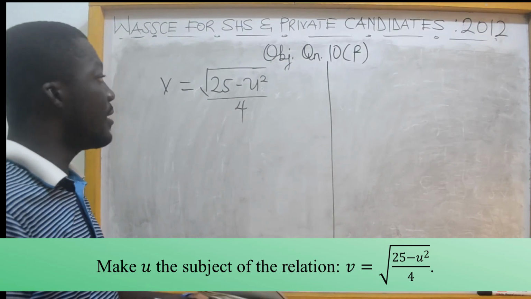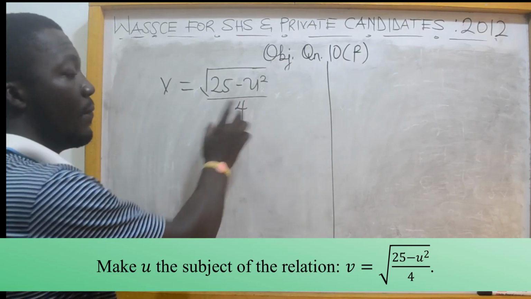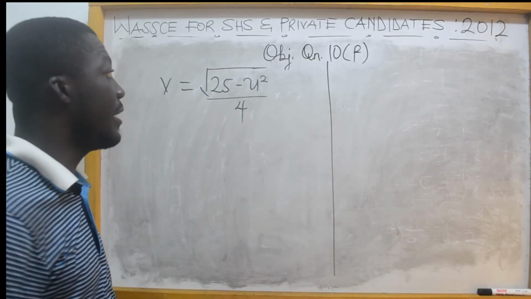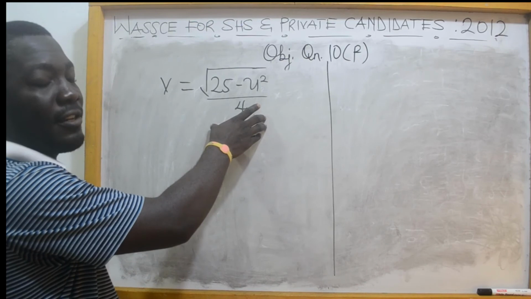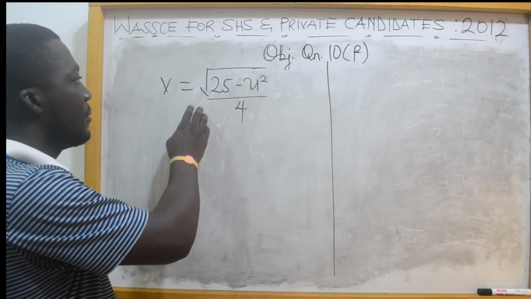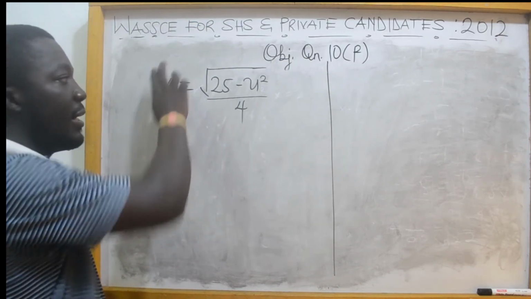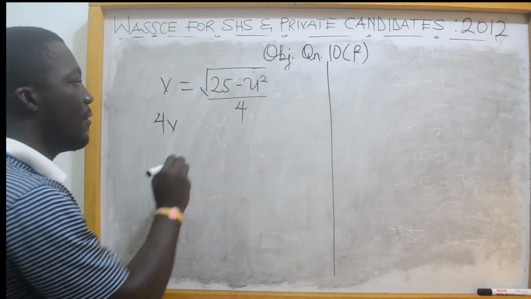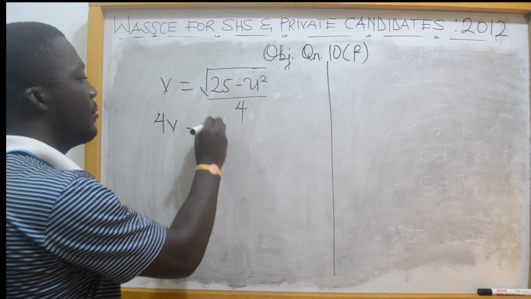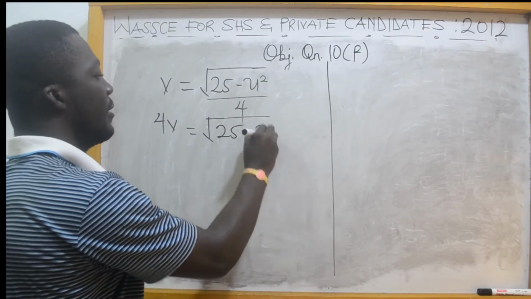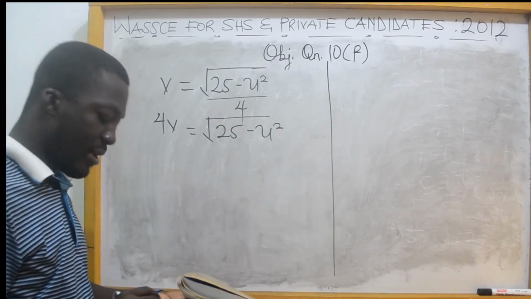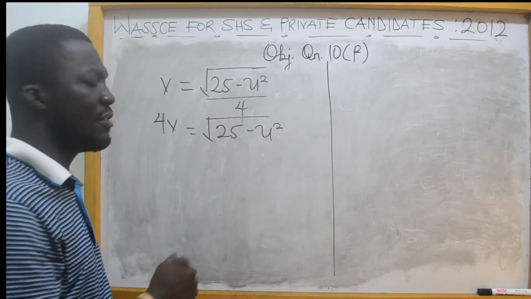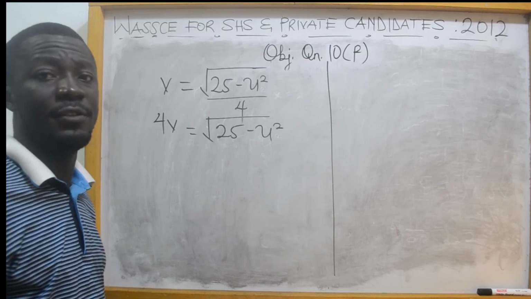But first of all, let's try to get rid of the denominator 4. So with the help of cross multiplication, this 4 at the denominator side will cross and multiply the numerator here, giving us 4 times v, which is 4v, is equal to the square root of 25 minus u squared. Now the u we want to make the subject is under a square root sign, so we have to get rid of the square root.